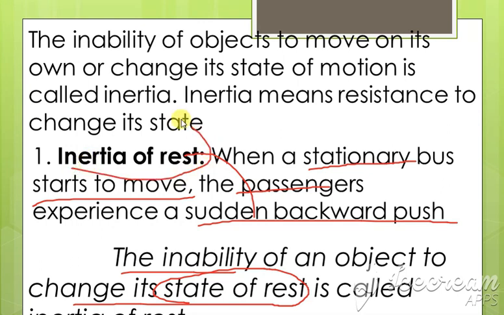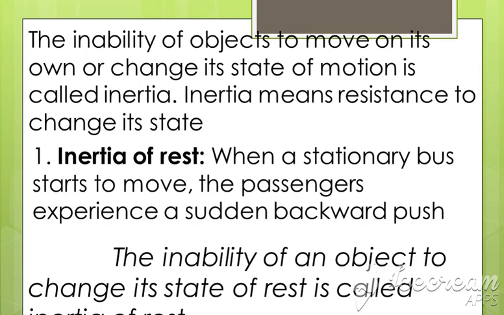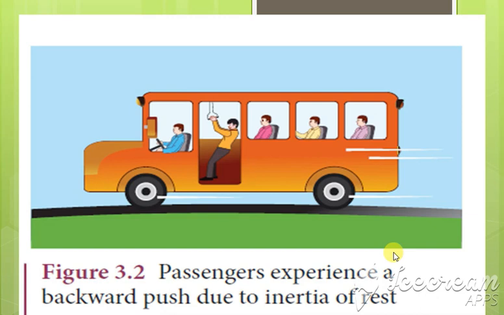Inertia of rest. Yes, clear? So when the stationary bus starts to move, what happens? The passengers experience a backward push. So this is inertia of rest. Okay, so next we have the example for this. We are given a diagram. See here, first all the passengers will be straight. Now the bus suddenly starts moving. So if the bus is moving in the forward direction, all the passengers move in the backward direction. They all will experience a backward push. So this is an example of inertia of rest.